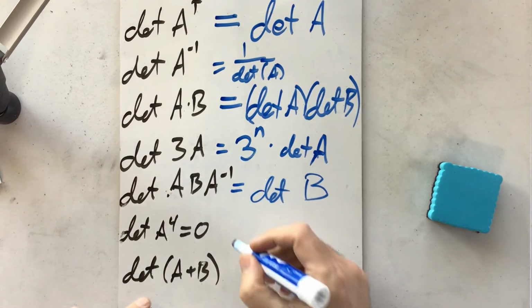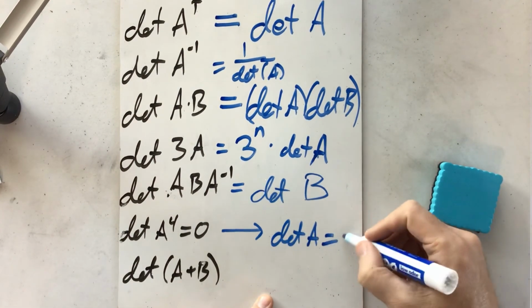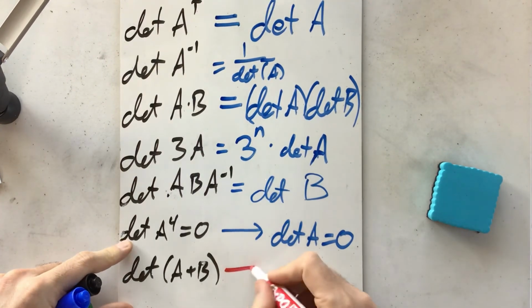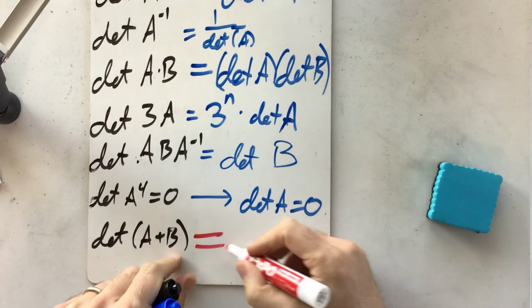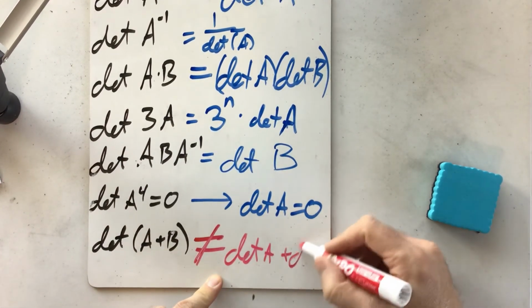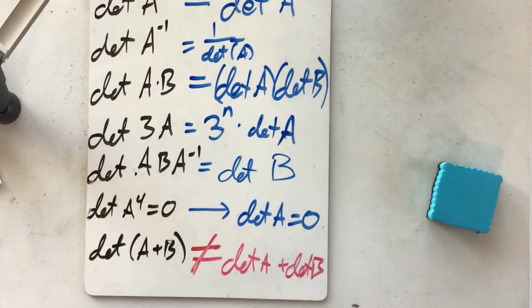Okay. Finally, the last two. If the determinant of A to the 4th equals 0, the only way for that to be the case is for the determinant of A to equal 0, because you would just be taking the determinant of A times the determinant of A times the determinant of A. And if you have a bunch of things multiplied together equal to 0, one of them has to equal 0 as well. And now this is the important one. Well, it's not the important one. It's a place where we get confused a lot. The determinant of A plus B is not, I'm going to write this in red, it is not the determinant of A plus the determinant of B. So determinants work really nicely with multiplication. They don't work nicely with addition. So you can't make that same assumption.